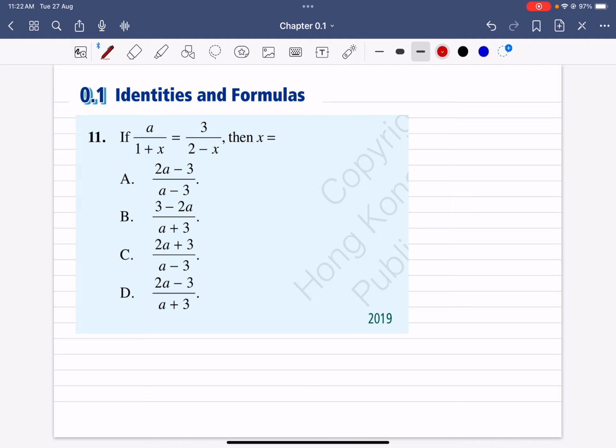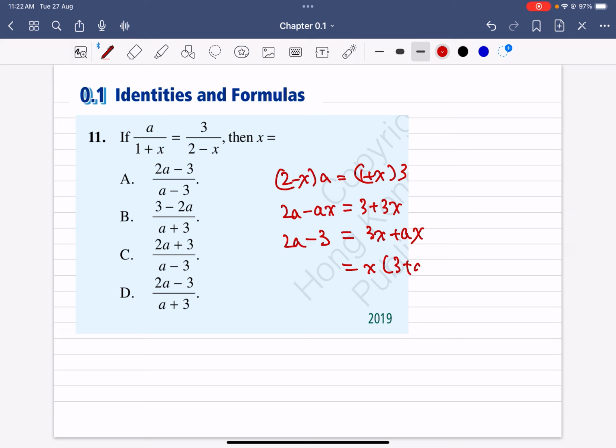Okay, so one more. You have to find x in terms of a. So first of all, multiply 2 minus x by a, and then 1 plus x by 3. So you can get 2a minus ax equals 3 plus 3x. Then you can move plus 3 to the left hand side, minus ax to the right hand side. So you can get x times (3 plus a), and then 2a minus 3. So x is actually equal to 2a minus 3 over 3 plus a. So the answer is this D.